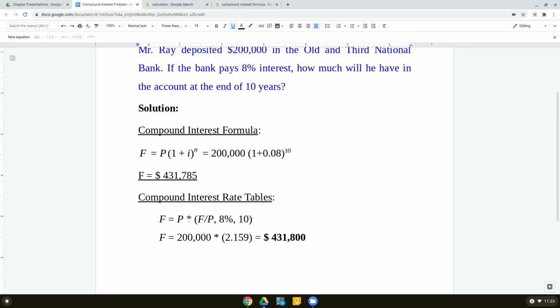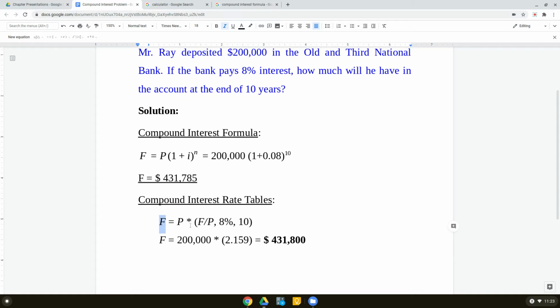Now, if you don't remember the compound interest formula, there is another technique that you can use, and that is a very simple technique actually. You can use something called compound interest rate tables. So let me explain how they work, and then we will use them. So once again, we want to calculate future value F, which is equal to P, the principal amount, $200,000 in this case, times a factor, F given P factor. F is what we want to calculate, given P is given, right?